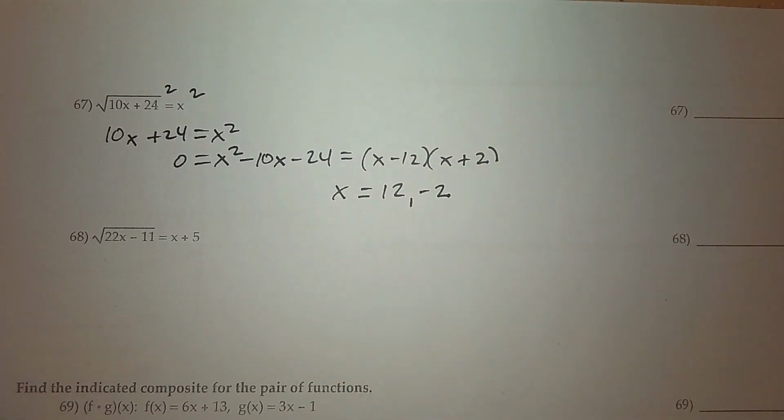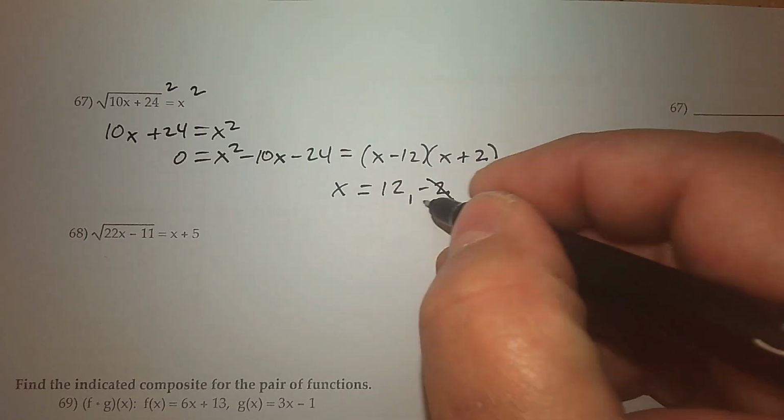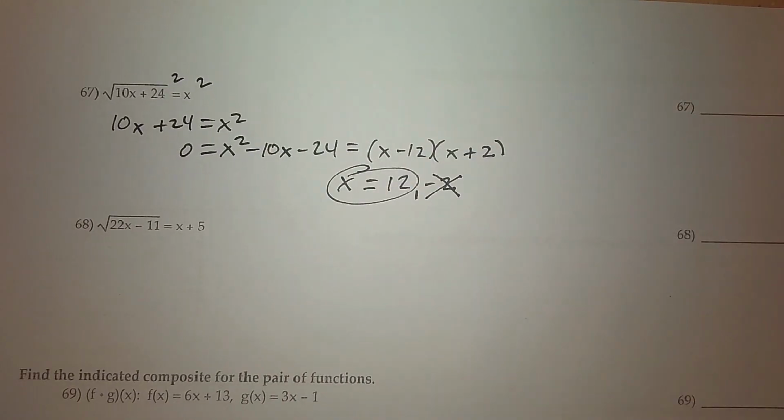Do I need to double check to make sure there's no extra solutions for this? Yes. Can a square root equal a negative number? No. So which answer is extra? So the only correct answer is 12.